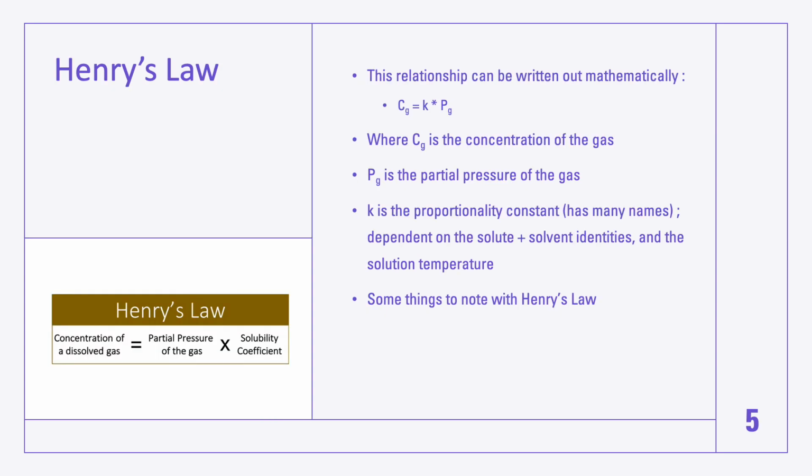This relationship between the pressure of the gas and the solubility can be written out mathematically in what we call Henry's law. Henry's law is written here as Cg = k × Pg. What this boils down to is that C is the concentration of gas, P is the partial pressure of the gas, and k is the proportionality constant. This has many names. It can be called Henry's constant. It has a lot of different names within the chemistry community. And k depends on the solute and solvent identities and the temperature of the solution as well.